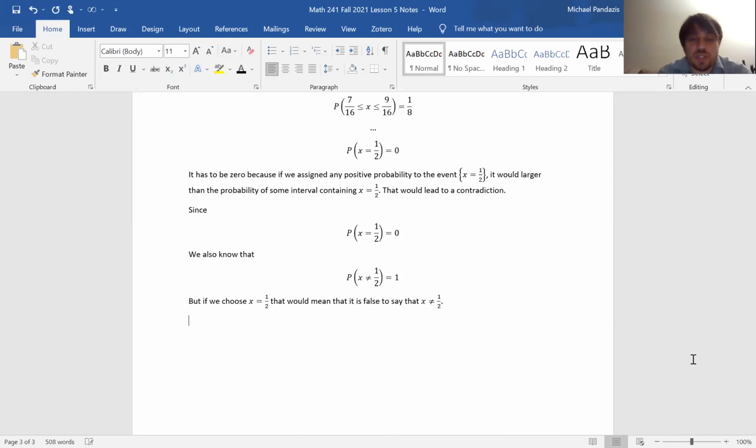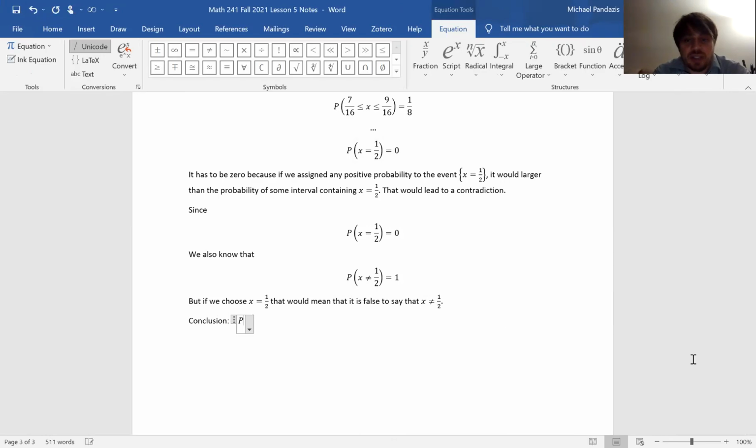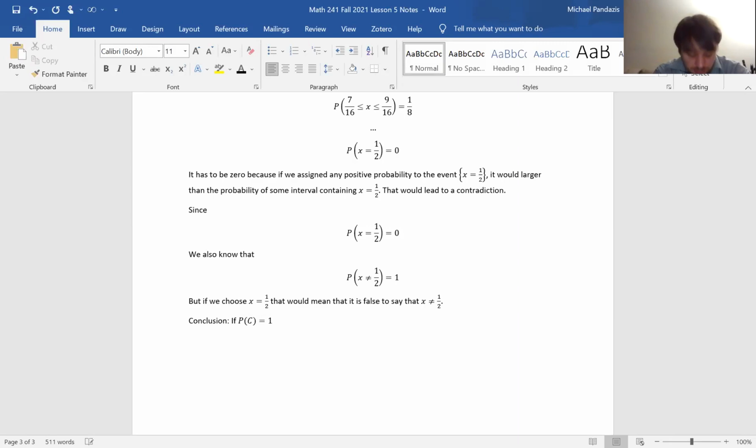So our conclusion, we're just writing words: if the probability of an event C is 1, then event C is almost sure to occur. We have to relax our conclusion from what intuitively we thought it was. We can't say it does happen. We say it's almost sure to occur.